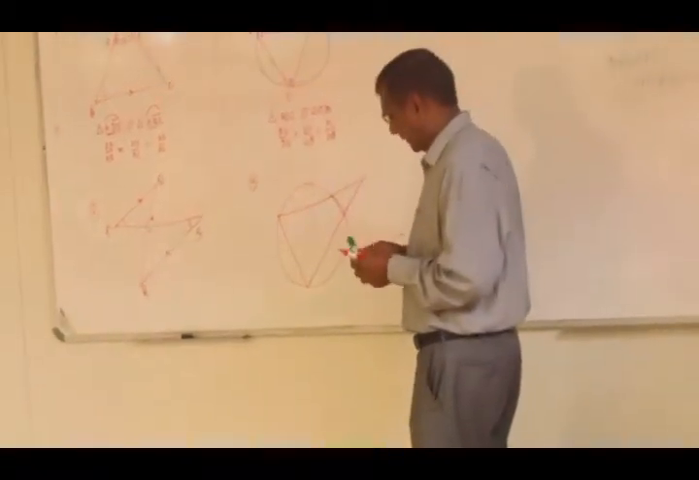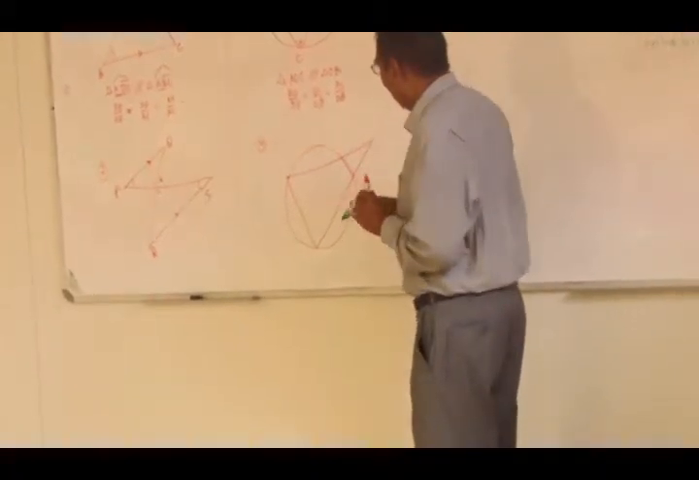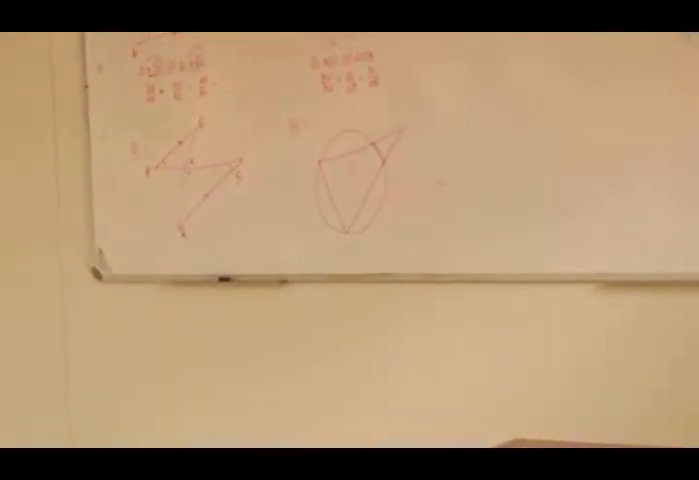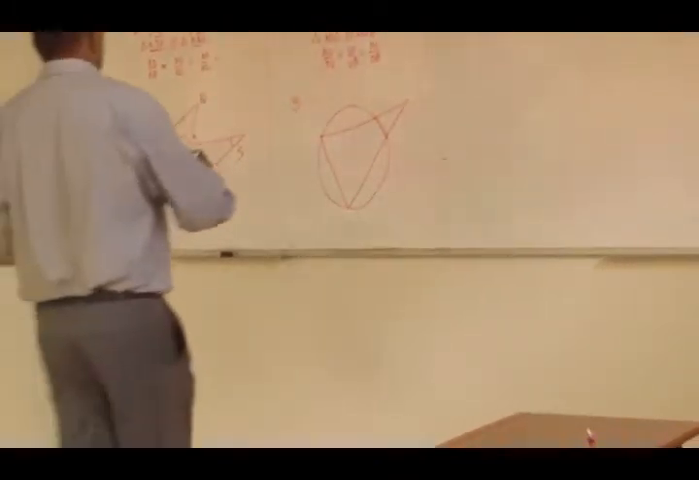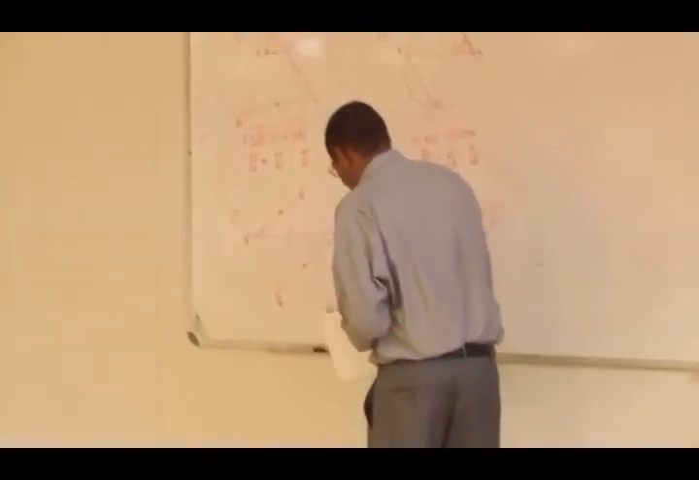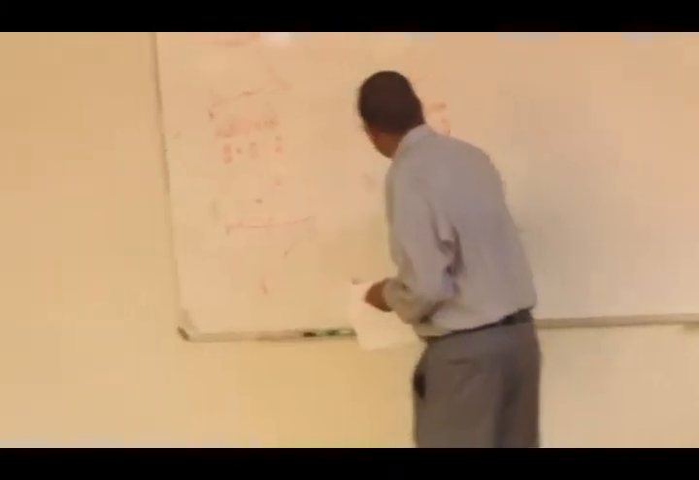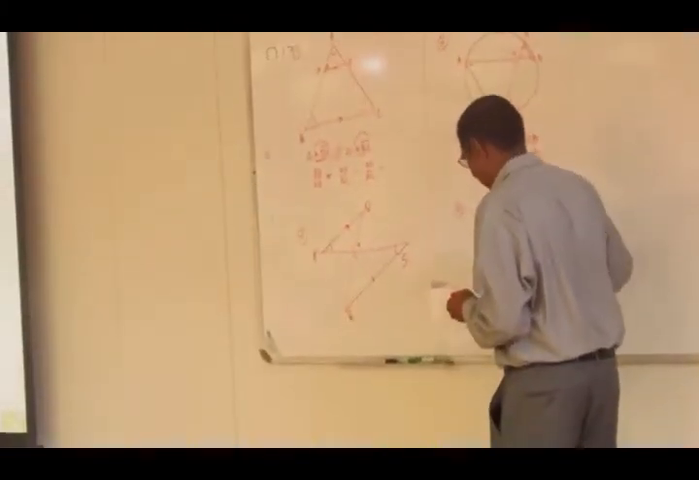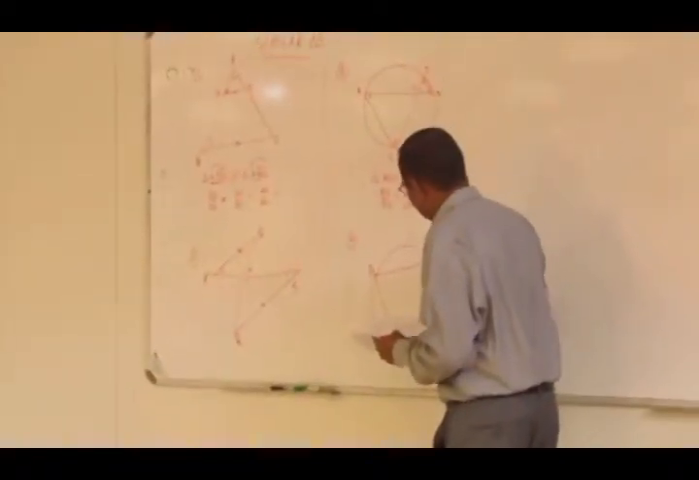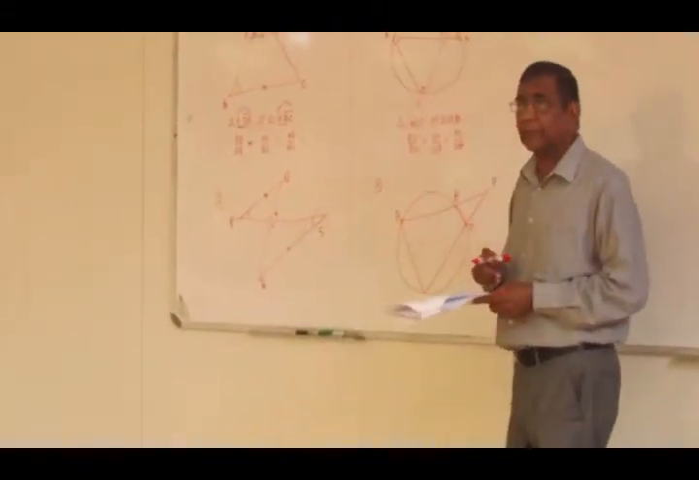How do you know? Well, let's name them, right? I like to name them the way I named it here. A, B, and P here, and D here, and C there. So I've got two triangles already, a small triangle and a big triangle, right?